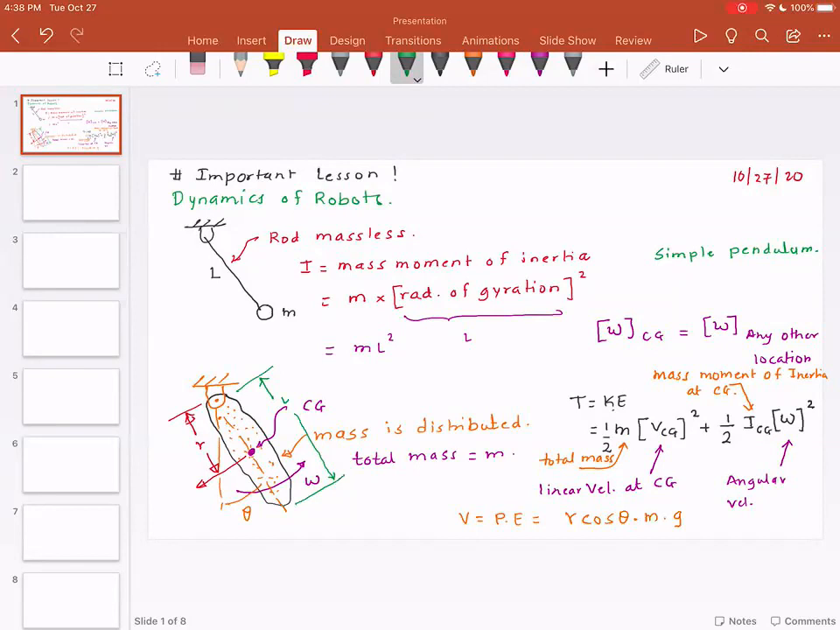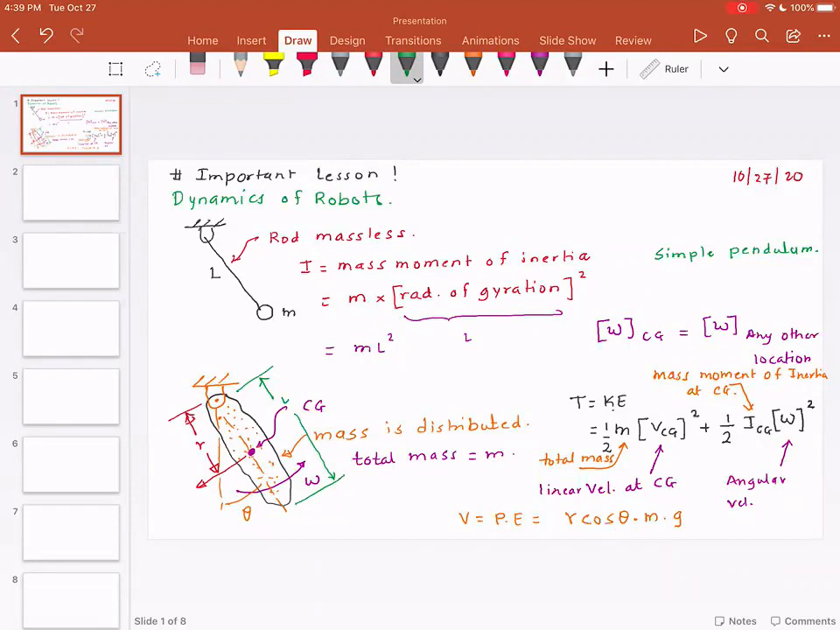Now, why is this important? Because when we are studying the actual robot, the robots are going to have some very complex shapes. So how do you find out the mass moment of inertia for these complicated shapes?